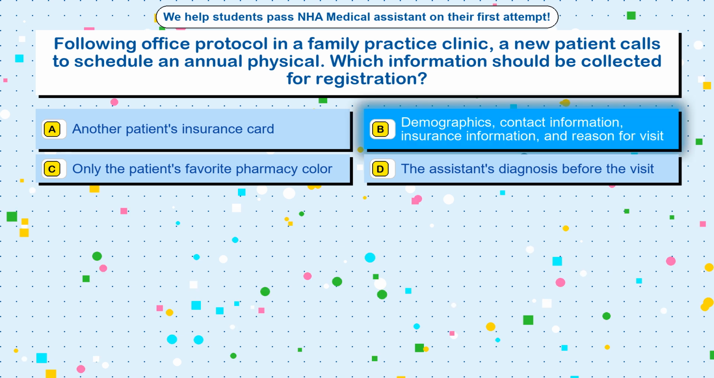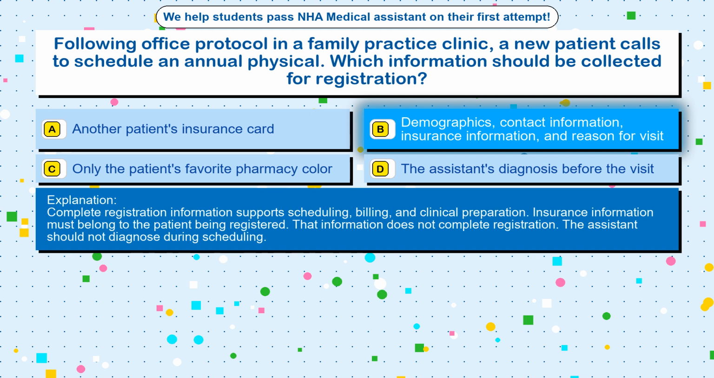The correct answer is option B, demographics, contact information, insurance information, and reason for visit. Complete registration information supports scheduling, billing, and clinical preparation. Insurance information must belong to the patient being registered. That information does not complete registration. The assistant should not diagnose during scheduling.